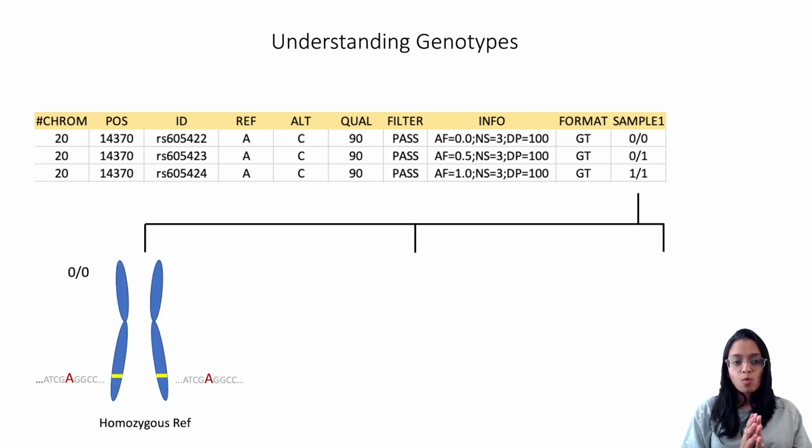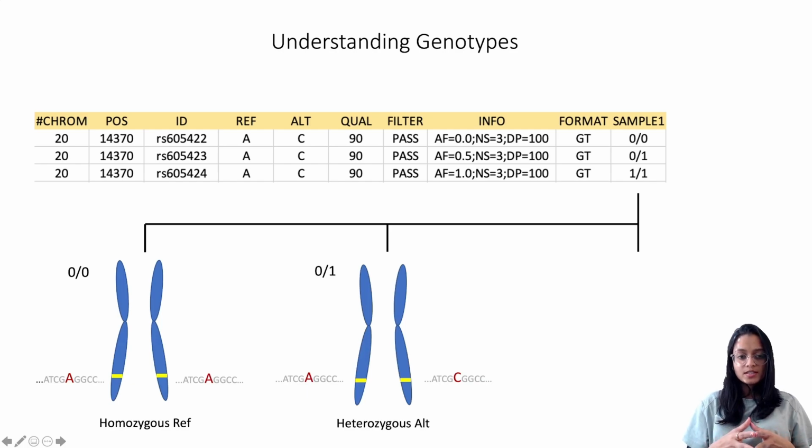So the first one is homozygous reference. Homozygous meaning that the bases at that location in both versions of the gene resemble the reference base, that is A, and hence it is homozygous, and since it matches the reference, it is homozygous reference. Next, we have heterozygous alternative, as in one version of the gene we have a base that matches the base of the alternate allele, and hence it is heterozygous alternative.